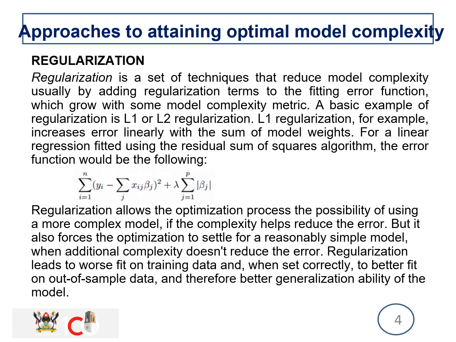Regularization allows the optimization process the possibility of using a more complex model, since complexity also helps reduce the error. But at some point, it forces the optimization to settle for a reasonably simple model. When additional complexity doesn't reduce the error, regularization leads to a worse fit on training data, and when set correctly, to a better fit on out-of-sample data, and therefore better generalization ability of the model.